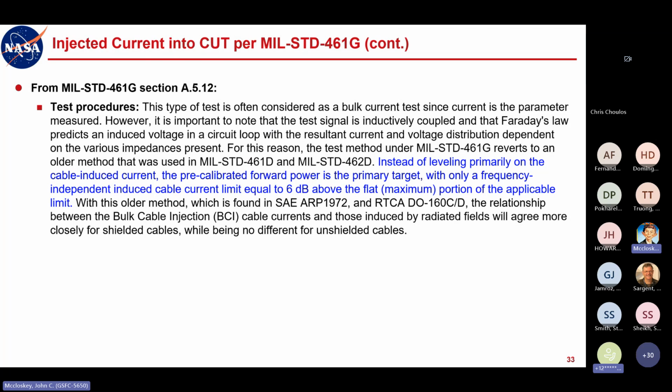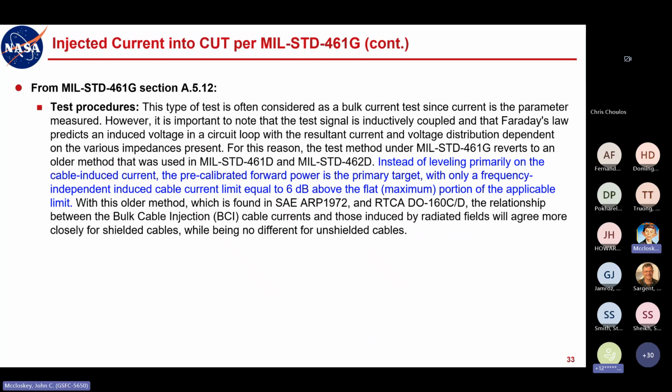And then this is wording in the appendix that just underscores that. Instead of leveling primarily on the cable induced current, the pre-calibrated forward power is the primary target, with only a frequency independent induced cable current limit equal to 6 dB above the flat maximum portion of the applicable limit.